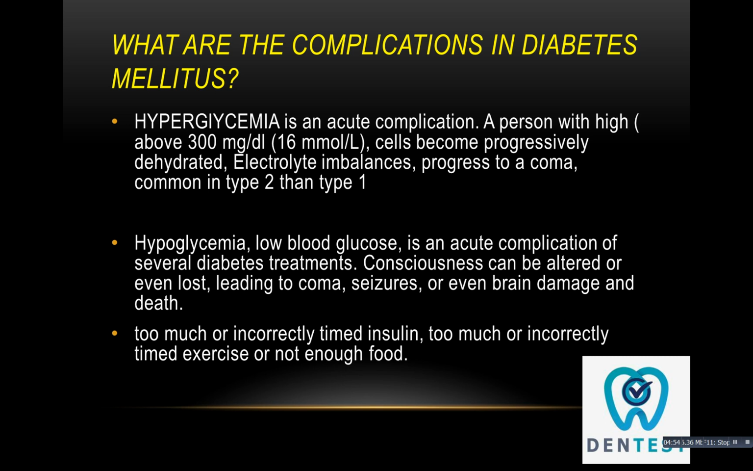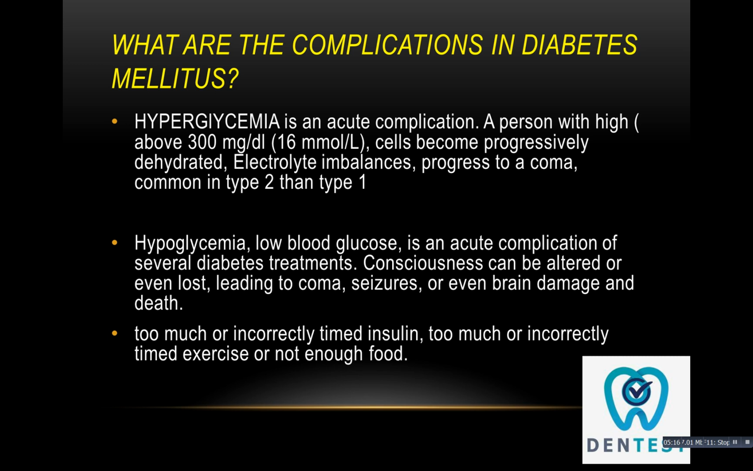The first and common complication is hyperglycemia. The patient is uncontrolled, and it is an acute condition. We call it hyperglycemia when the glucose jumps to more than 300 milligram, or 60 millimole. Here the cells become progressively dehydrated, there is electrolyte imbalance, and it leads to coma. This occurs more in type 2 than in type 1.